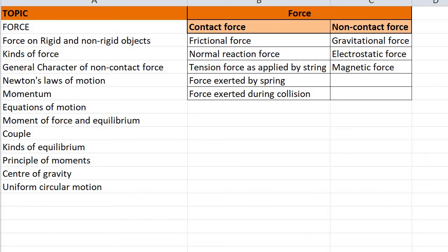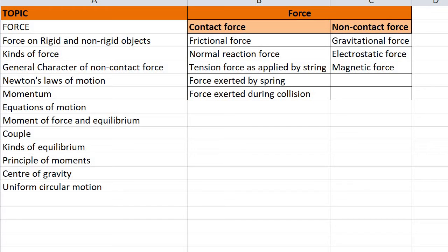Let's get started with force. So what is a force? Force is an external effort in the form of push or pull which changes or tends to change the state of rest or of uniform motion of a body along a straight line, or the direction of motion of the body, or tends to change the shape of the body. So this is the definition of a force.